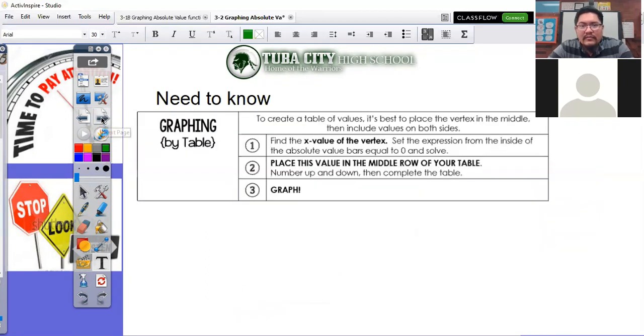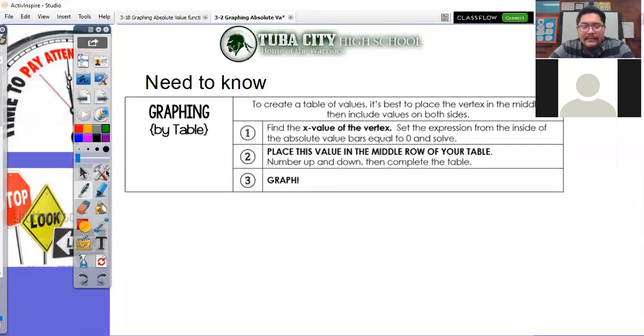All right, so graphing them. There are a couple of different ways to graph them, but this is probably one of the most reliable ways. It's really easy to remember, and it works with just about any kind of function.